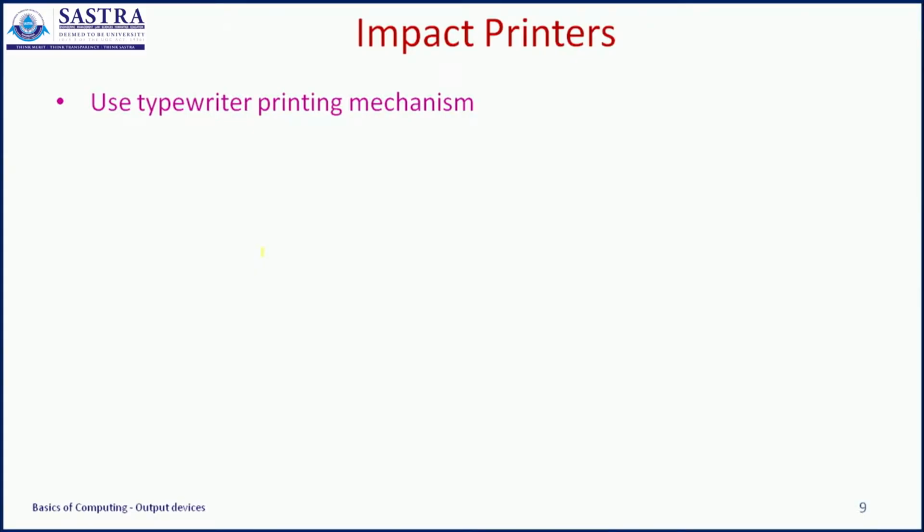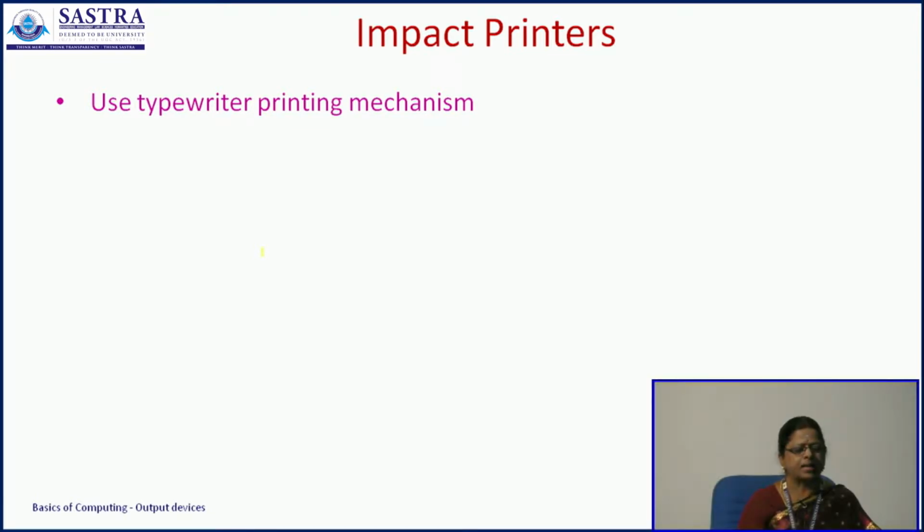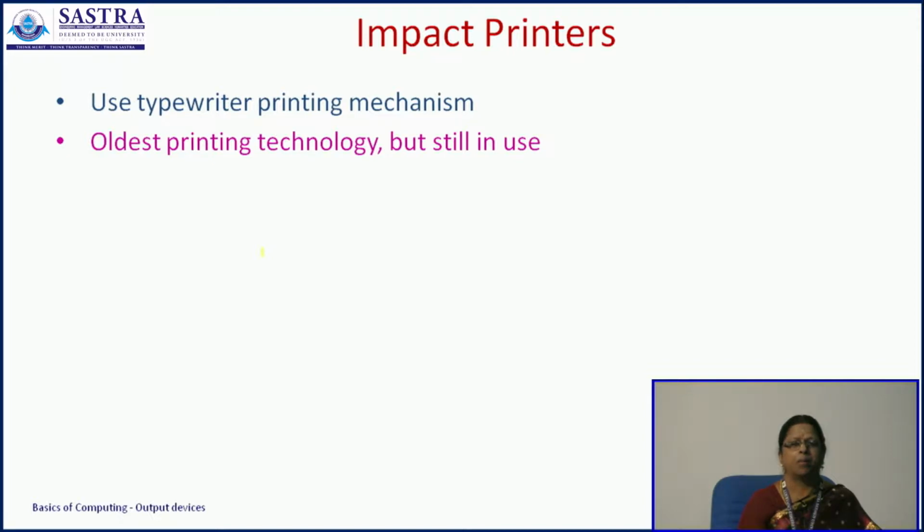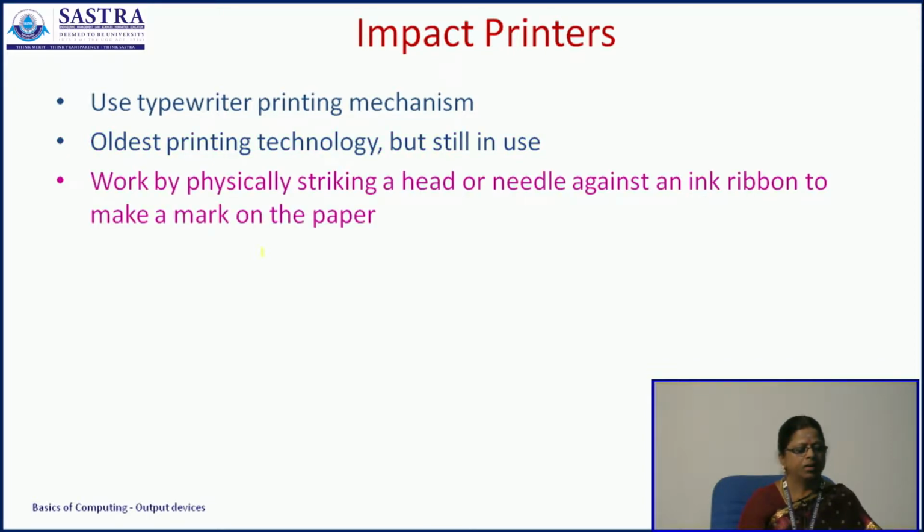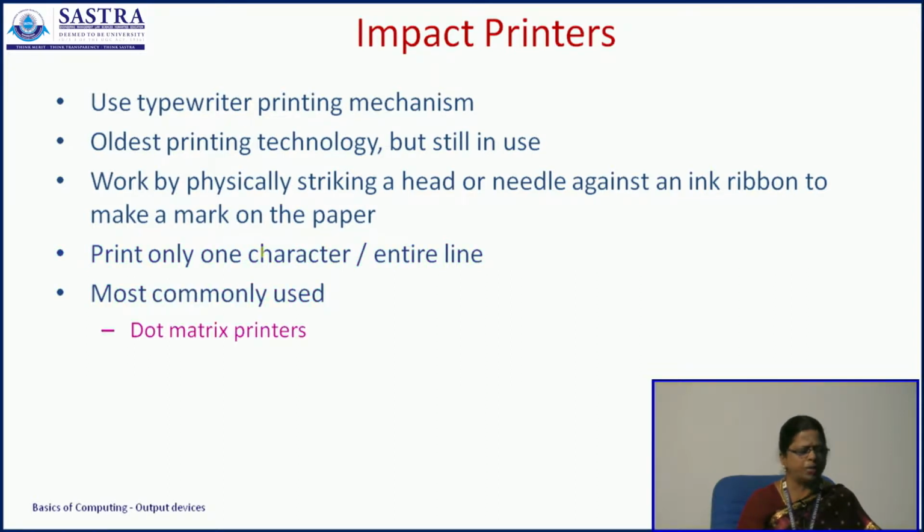Impact printers use the common typewriter printing mechanism. It is the oldest printing technology but still in use. It works by physically striking a head or a needle against an ink ribbon to make a mark on the paper. It can print only one character or an entire line. The most commonly used impact printers are dot matrix printers, daisy wheel printers and drum printers.